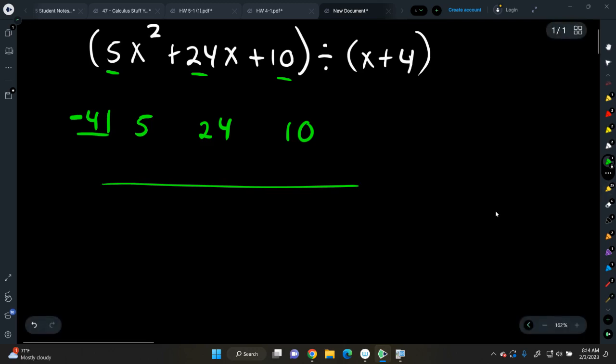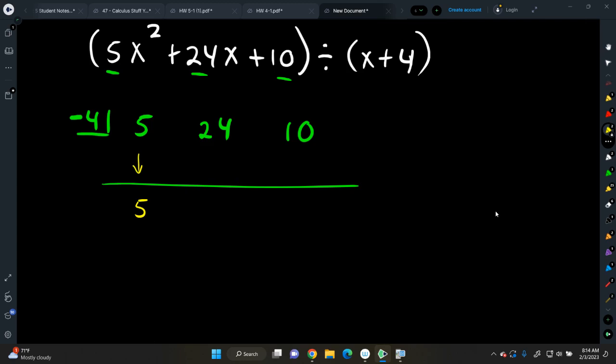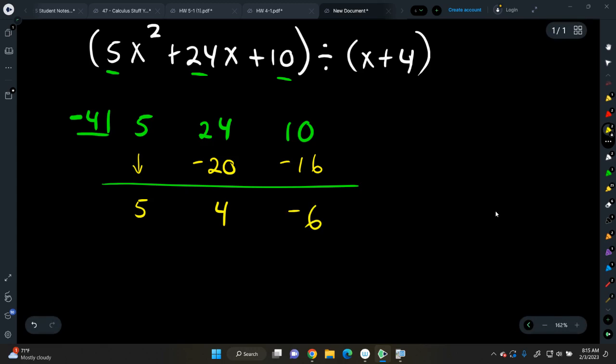What do we do now, Ethan? Yeah, bring the 5 down. Good. Bring the 5 down. Then we start a multiplication and addition series. So we're going to multiply -4 times 5, and we get -20. And then we add 24 plus -20 is 4. And then we multiply. -4 times 4 is -16. And we add and get -6. Okay, everybody familiar with that now?